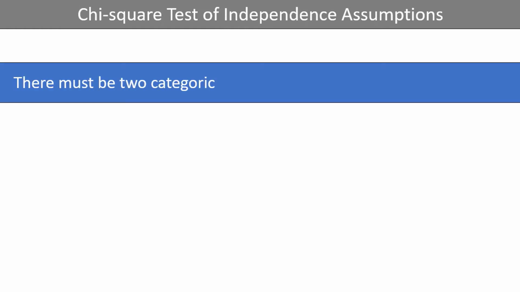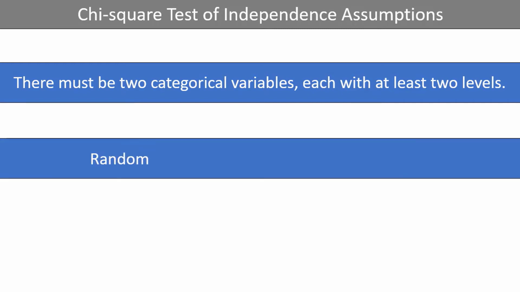Okay, now let's look at the assumptions needed in order to complete the chi-square test of independence. There must be two categorical variables, each with at least two levels. As I said earlier, numerical variables are okay as well, but they will have to be segmented somehow to essentially turn them into categorical variables. Secondly, randomization must be used to gather the data.